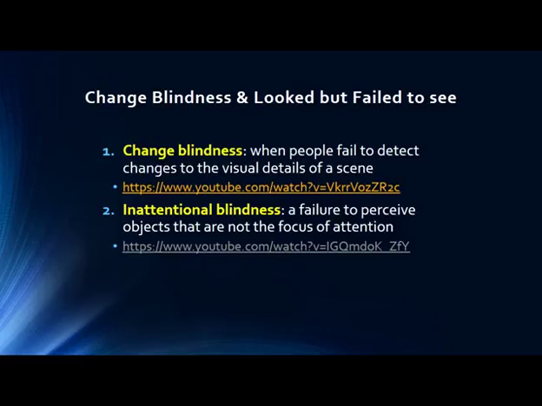The first time I was shown that, I didn't see the girl with the umbrella, and I was absolutely convinced that there's no way a girl with an umbrella had walked through the middle of those players. The problem with inattentional blindness is when you're focused on one thing, you don't know that you're not focusing on other things. So from an applied perspective, this is a really important consideration.